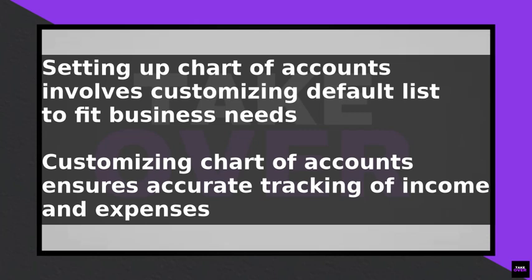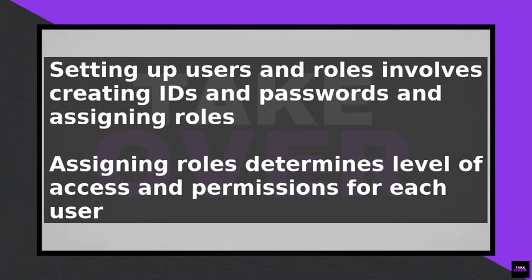Configure the accounting preferences to suit your business needs. This includes setting the accounting method, fiscal year, and tax year. Choose between cash and accrual accounting methods, and set the fiscal year and tax year to match your business calendar.